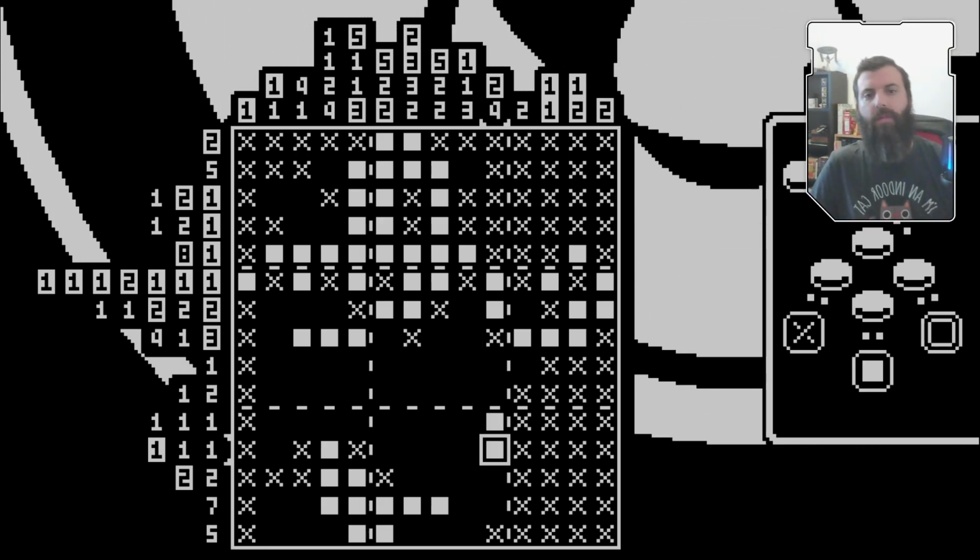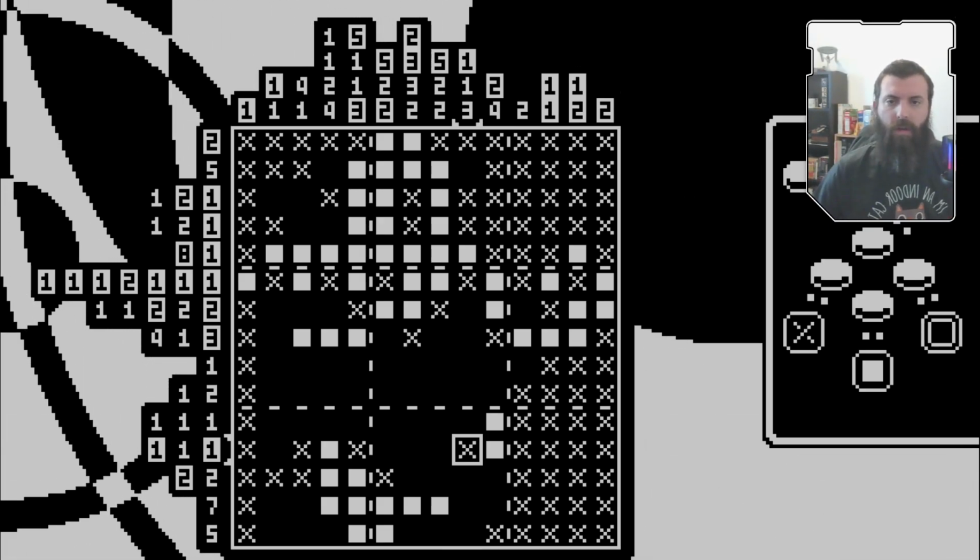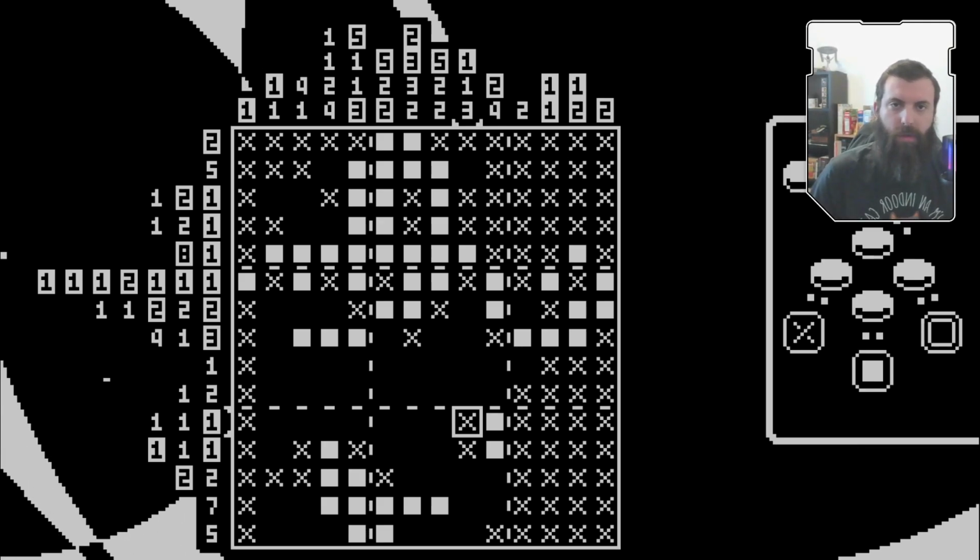2, 4. Our vertical 4 has to be filling in there. We know that that's a 1. We know that this is a 1, so we can X those out.